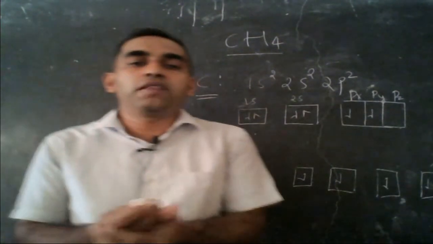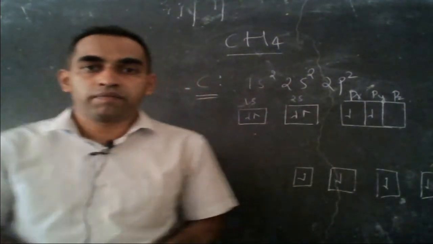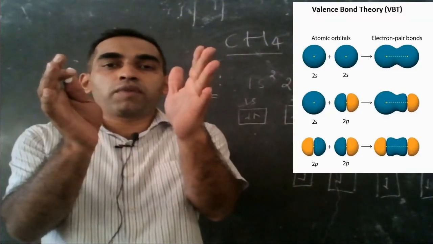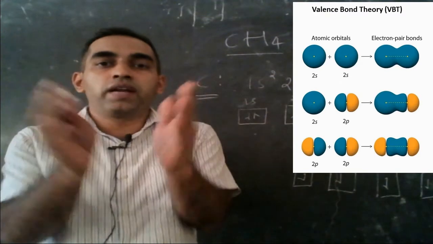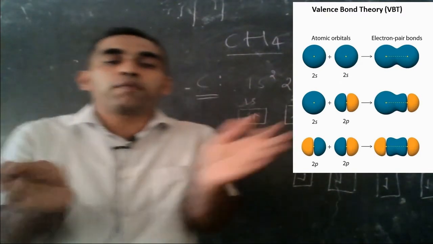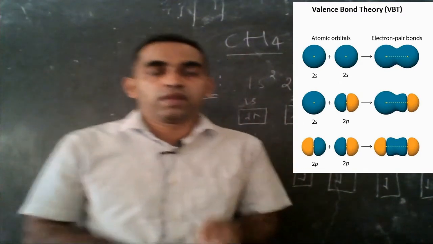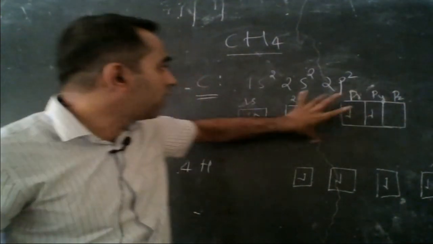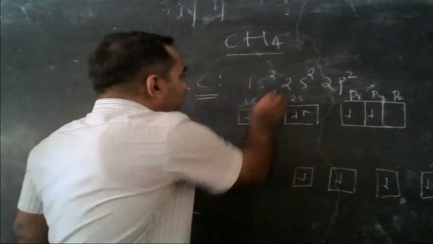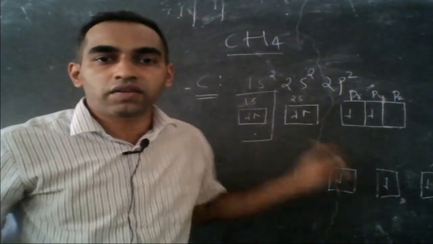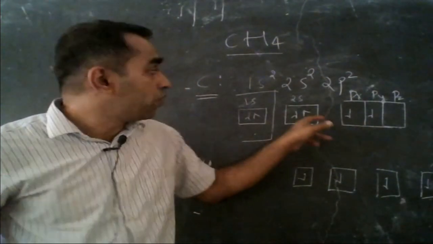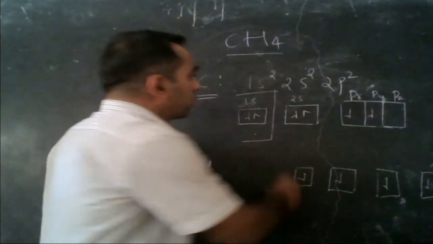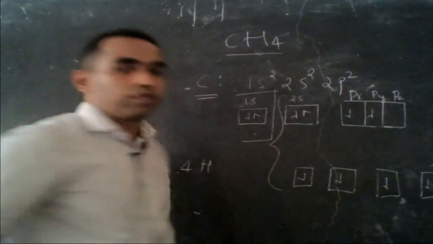So, we know valence bond theory and molecular orbital theory. Valence bond theory simply says the formation of atomic or molecular bonding takes place by the overlap of valence orbitals. So, they overlap the valence orbitals. So, what are the valence orbitals here? P and S. Do not consider the 1s, because this is an inner subshell which won't take part in bonding.